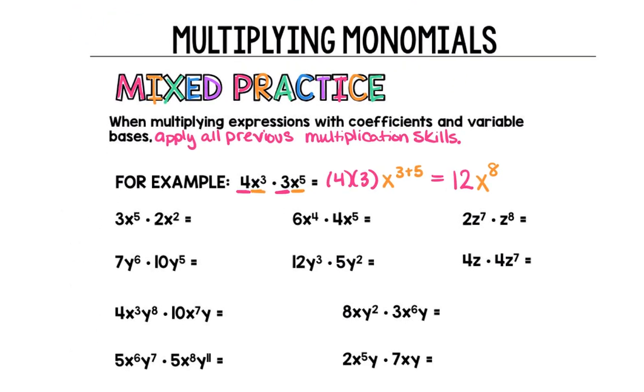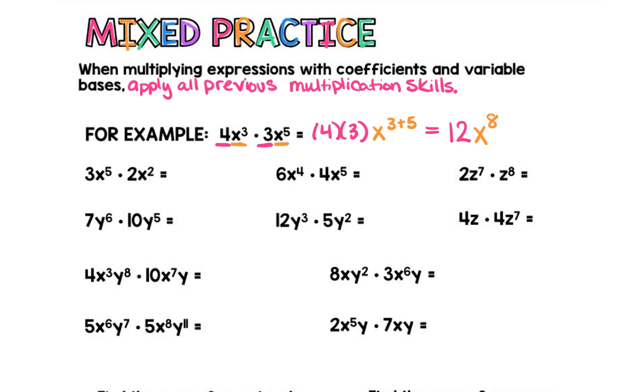Try these practice problems on your own. 3x to the 5th times 2x to the 2nd is 6x to the 7th. 6 times 4 is 24. X to the 4th times x to the 5th is x to the 9th.